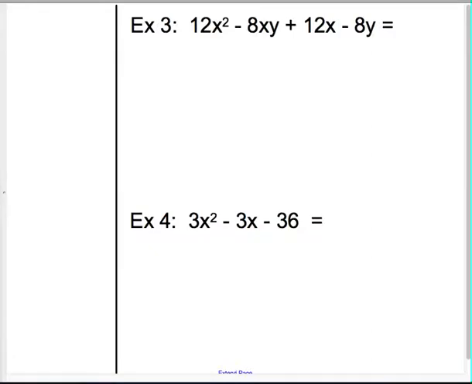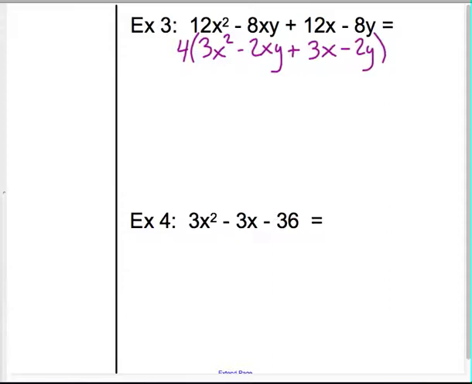Alright, so here I have a quadnomial, so I'm thinking I'll probably be doing some factoring by grouping, but before I start that, I always want to check for that greatest common factor. So what goes into 12 and 8 would be 4. Looking through, there isn't a common variable on any of the terms, so I can't pull out an x or a y. So when I divide everything by 4, I'm left with 3x squared minus 2xy plus 3x minus 2y.